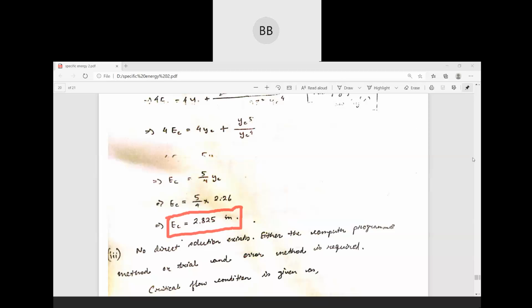So we completed this unit here. In the next class, we are going to start a new chapter called gradually varied flow. So we are going to end this class here. In the next class, we will start a new chapter. Thank you, students.